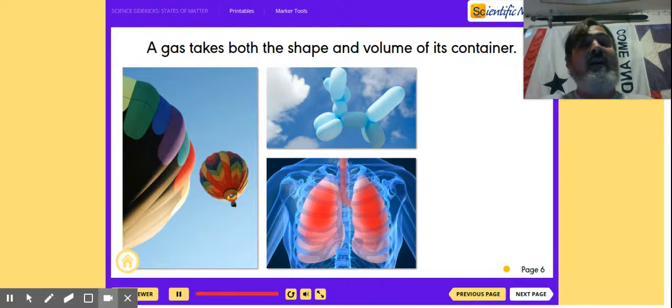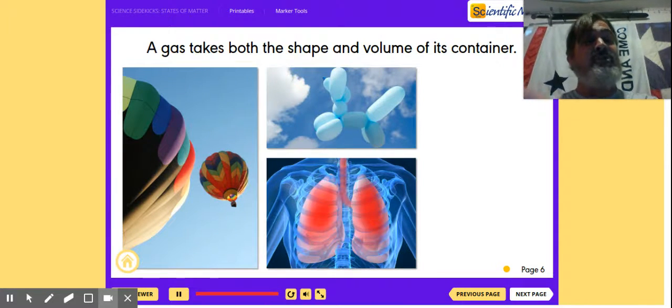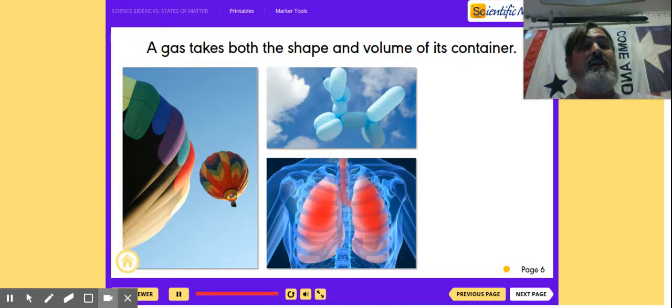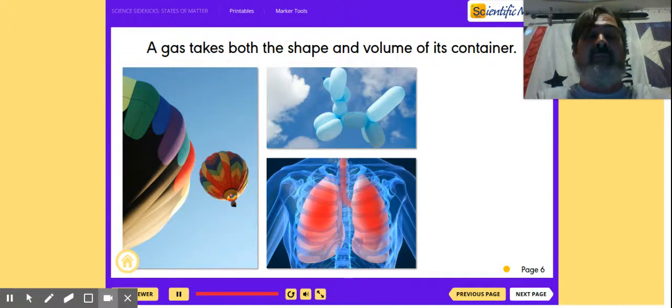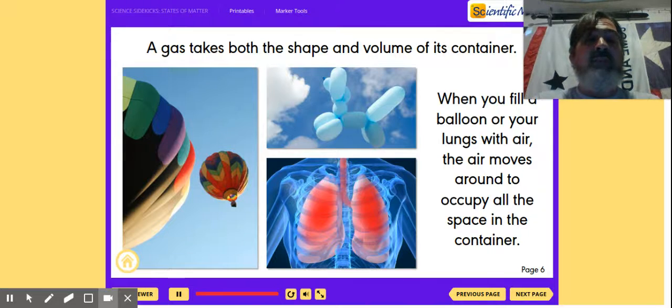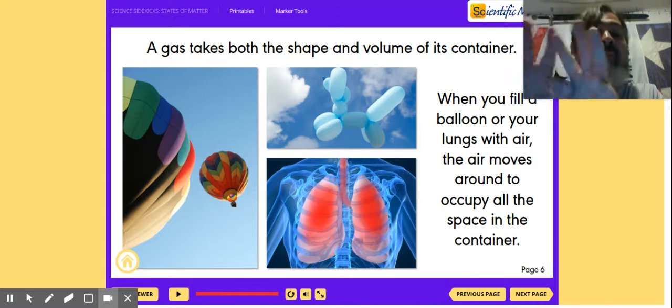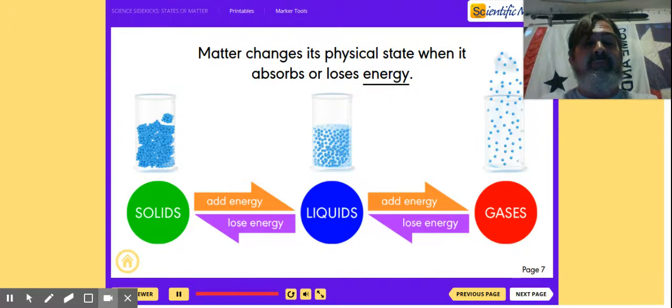So you can't just pour a gas into a graduated cylinder and measure how much there is, because when you release it, it just expands to fill the room. When you fill a balloon or your lungs with air, the air moves around to occupy all the space in that container. So it just fills up that one container.